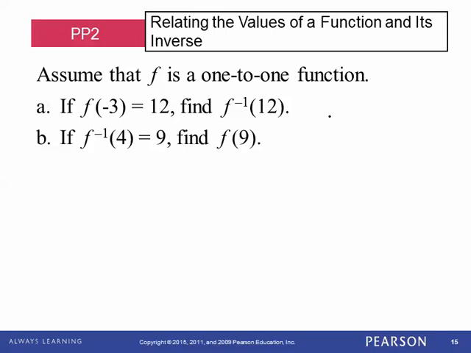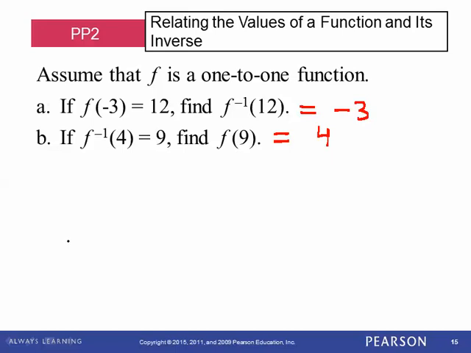All right, we good? So f of negative 3 becomes 12. F inverse of 12 is? Negative 3. Brings it back to the x value that it started with. F inverse of 4 is 9, so f of 9 is 4. Good there? So it's switching x's and y's, technically.